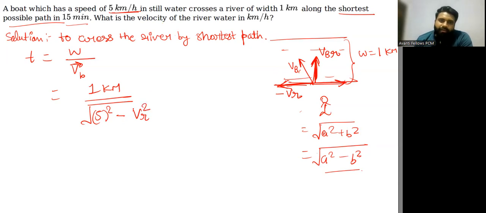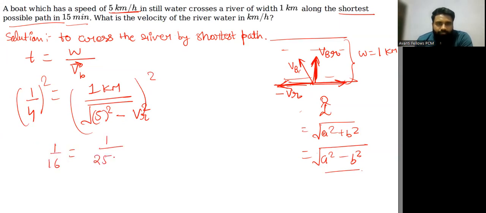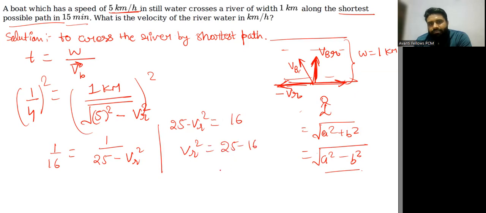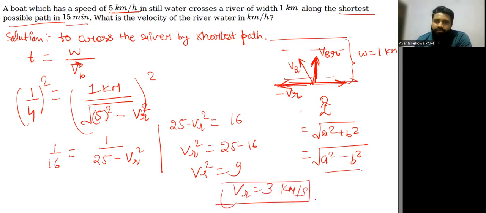Okay, so VR square. Now the time taken is 15 minutes, so we have to convert it into hours. So 15 minutes is equal to 1/4 of an hour. If you take the square of it, it will become 1/16 equals 1/25 minus VR square. So 25 minus VR square is equal to 16. VR square is equal to 25 minus 16, which is 9. So VR will become 3 km per hour. And this is the velocity of the river. Okay.